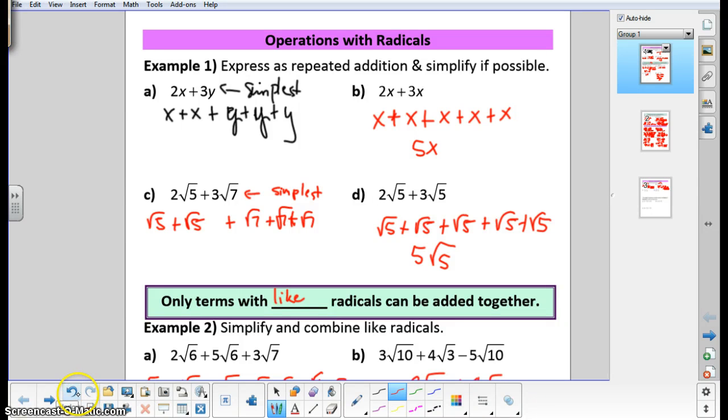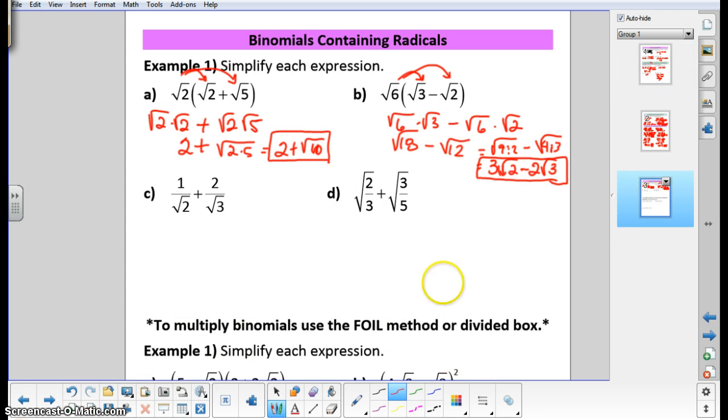Welcome to the video on part 2 of finishing the notes for operations with radicals. When we finished last time, we were on example 1 under binomials containing radicals, and we had worked A and B, and now we're ready to work C.